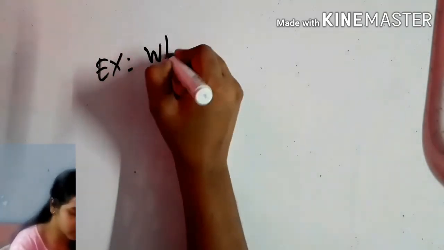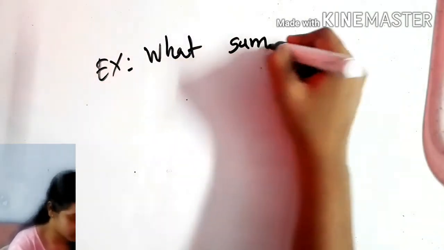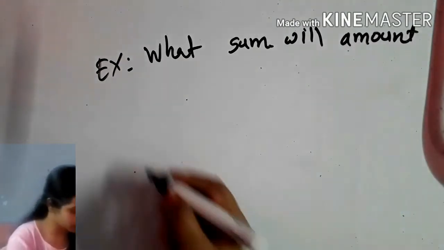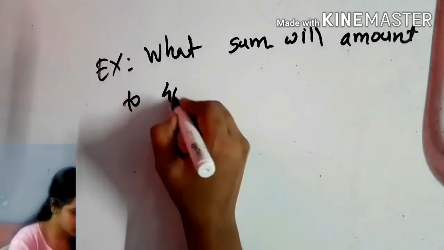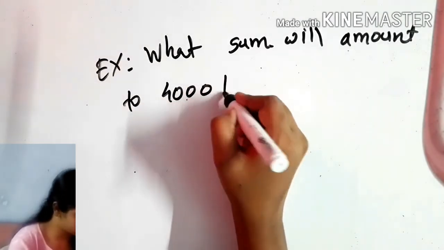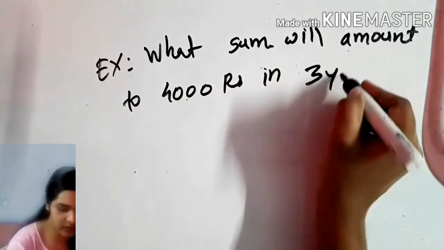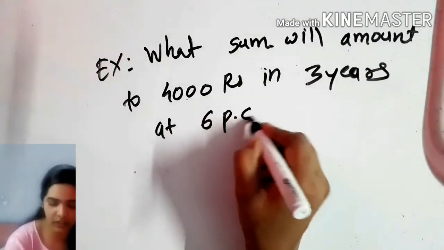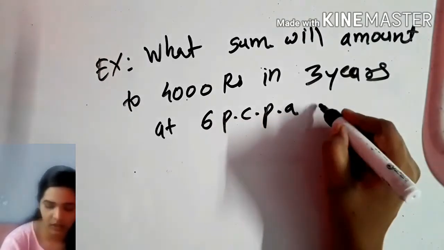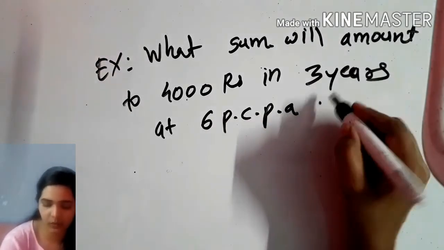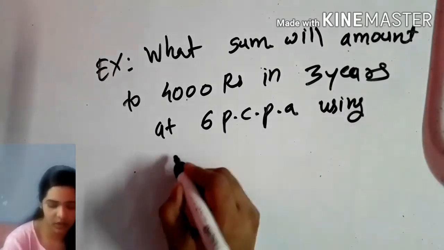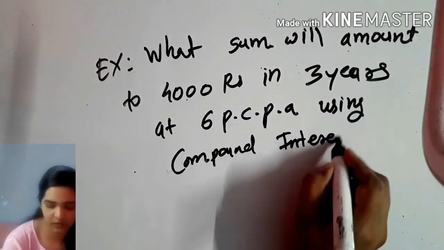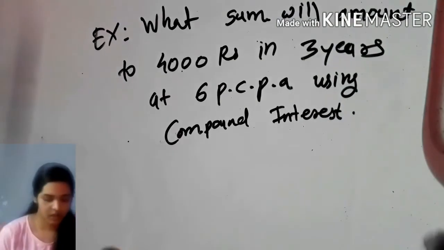Let's take an example. What sum will amount to 4000 rupees in 3 years at 6% per annum using compound interest. Let's find.